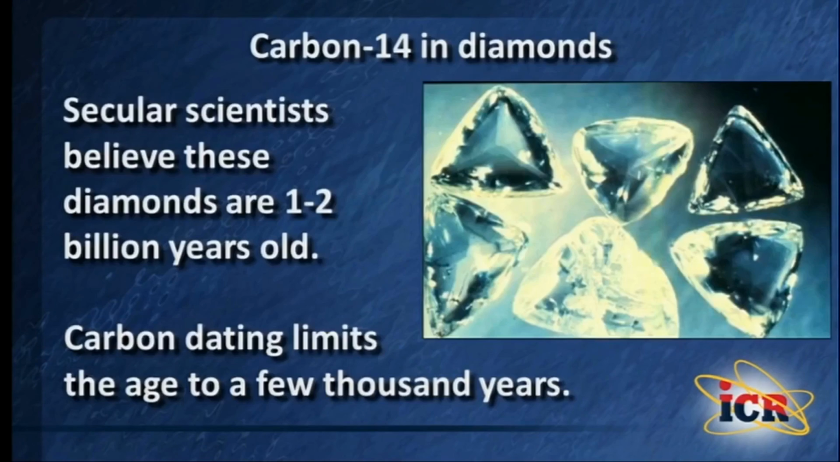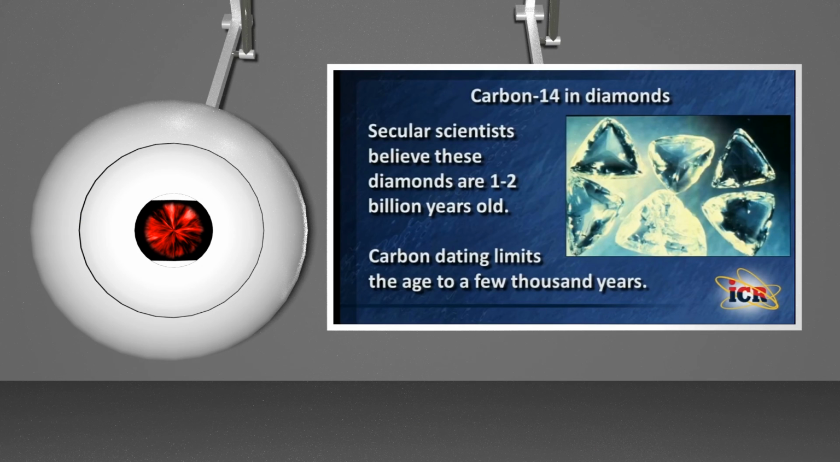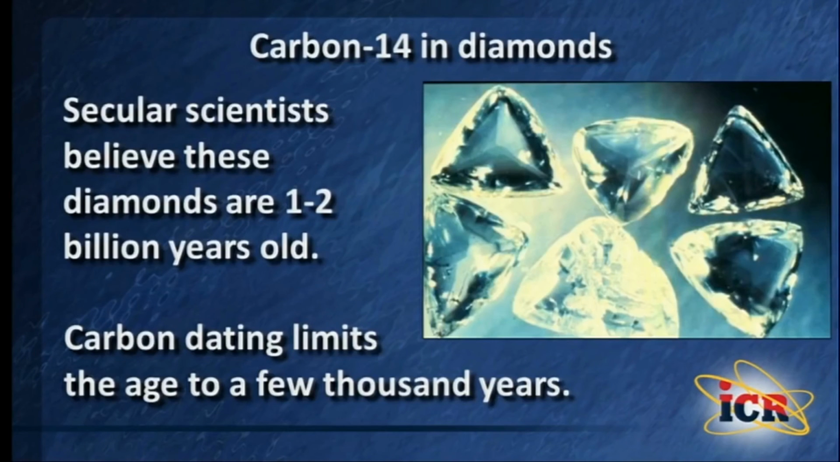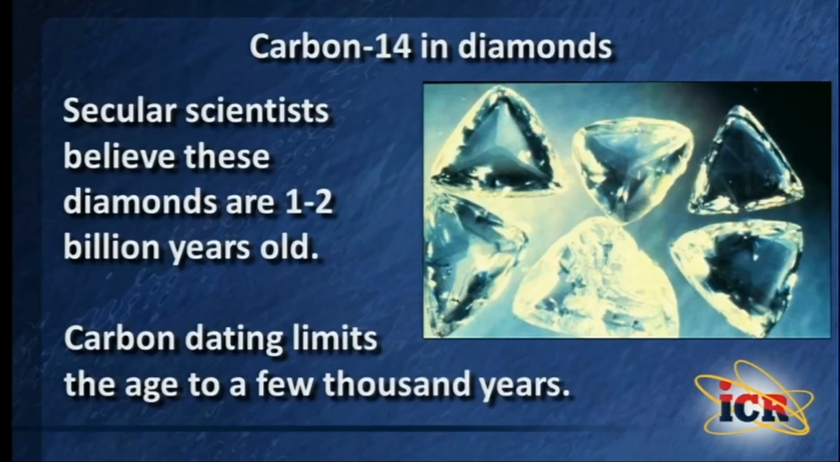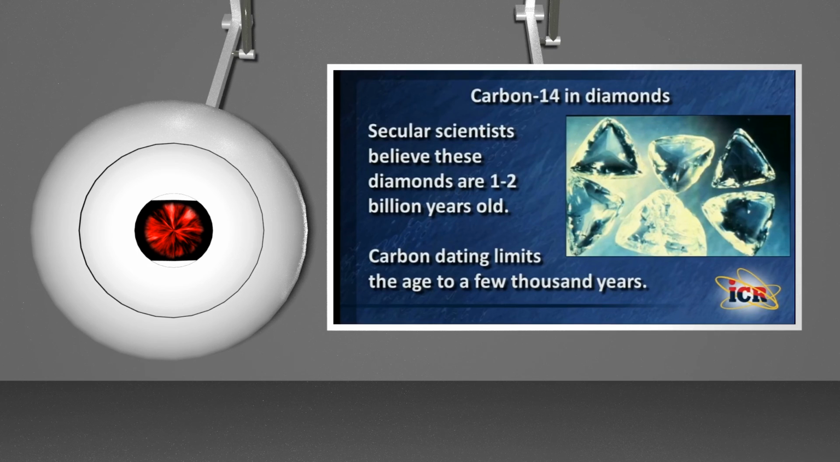We've even found C14 in diamonds. Sure, leave the diamonds in direct sunlight for a while, and when you come back and test them, you'll find C14 in them. Diamonds that evolutionists believe to be 1 to 2 billion years old based on these other radiometric methods, and yet there's C14 in them. Right, that's because they were exposed to sunlight. They can't be that old. They can't be more than a few thousand years old. Just because you contaminated the test samples with sunlight doesn't mean they can't still be that age.